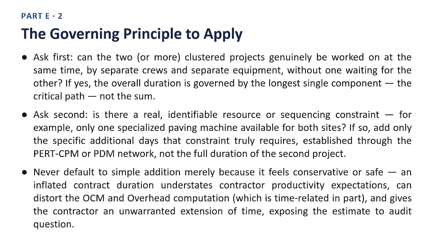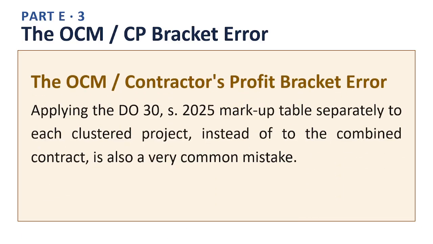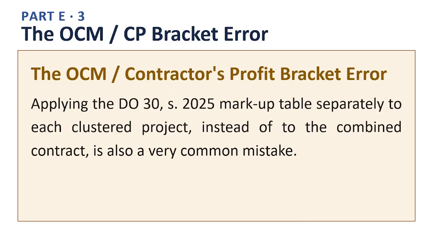Point 3. Never default to simple addition merely because it feels conservative or safe. An inflated contract duration understates contractor productivity expectations, can distort the OCM and overhead computation, which is time-related in part, and gives the contractor an unwarranted extension of time, exposing the estimate to audit question. Taken together, these points give you the practical, working picture of the governing principle to apply. Next slide. The OCM, CP bracket error.